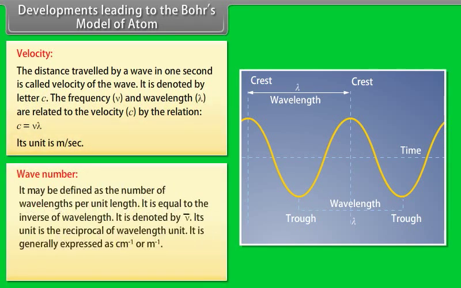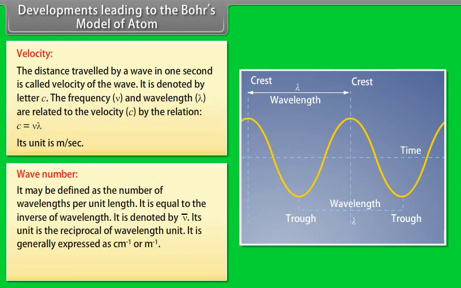Wave number. It may be defined as the number of wavelengths per unit length. It is equal to the inverse of wavelength. It is denoted by mu bar. Its unit is the reciprocal of the wavelength unit. It is generally expressed as 1 by centimeter or 1 by meter. Mu bar is equal to 1 by lambda.